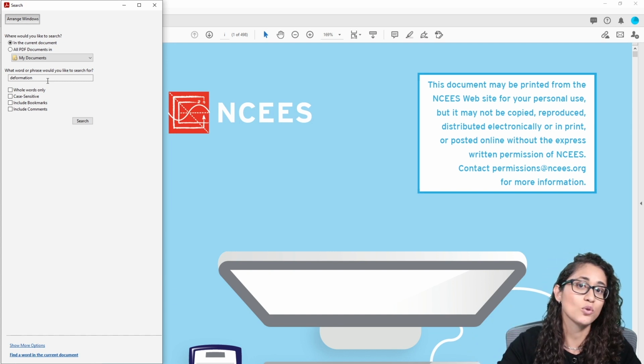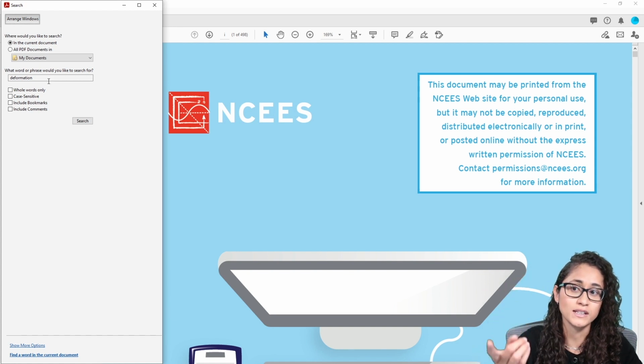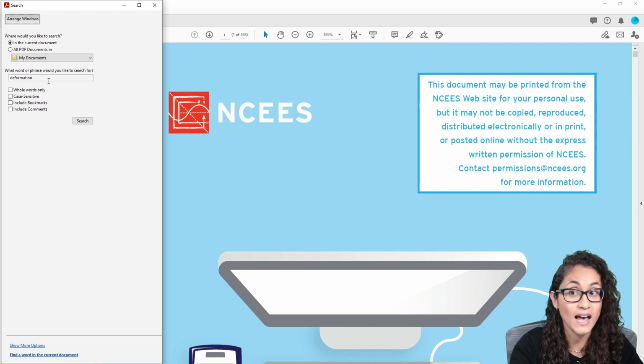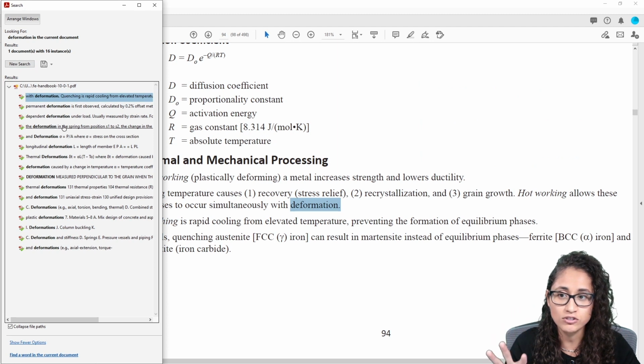Now, note guys here also that I'm using a different search box than you're probably used to. The search box that you're probably used to is Control F. On the FE exam, you'll have a search box that is similar to this one, and you can get this one by just doing Control Shift F, okay? So now I'm going to hit search, and I'm going to take a look at these results.